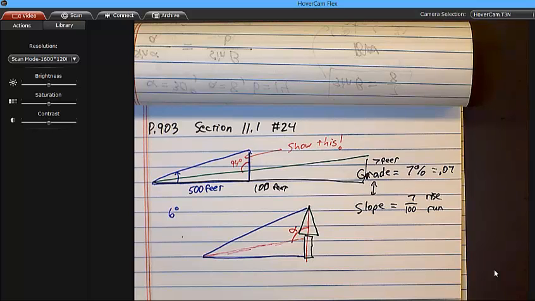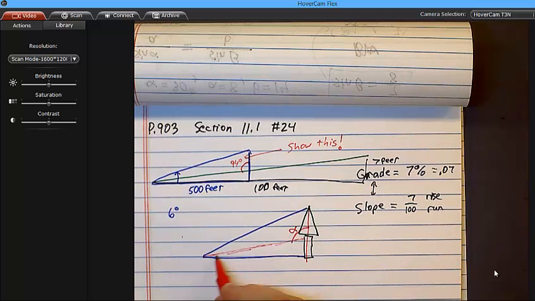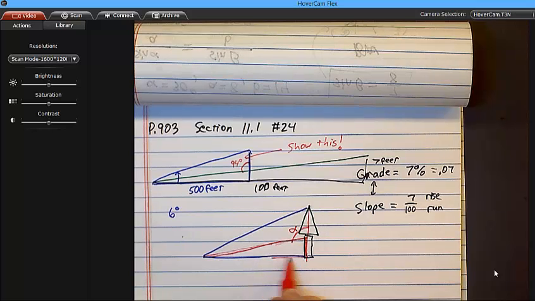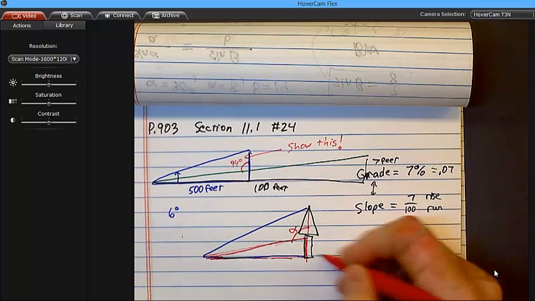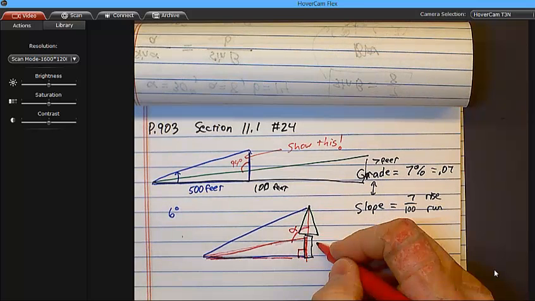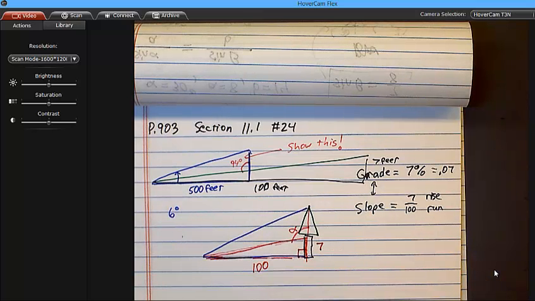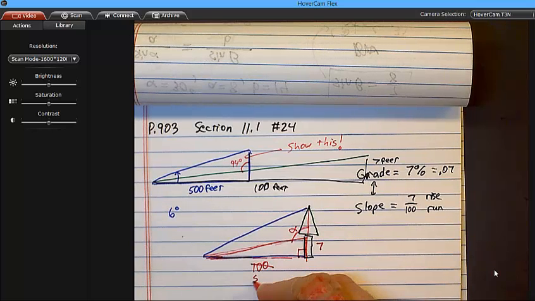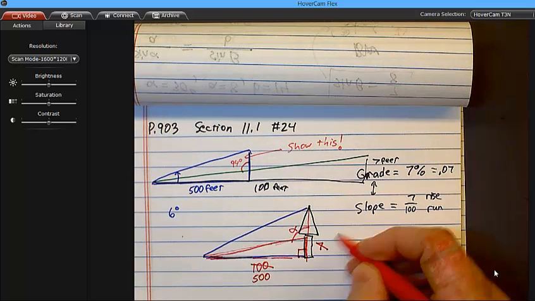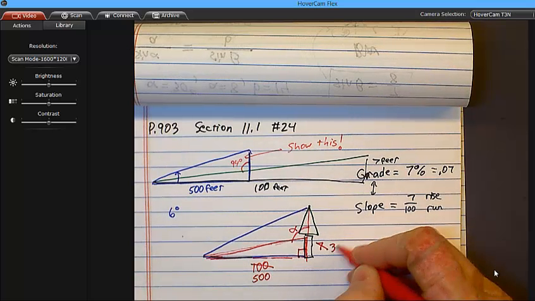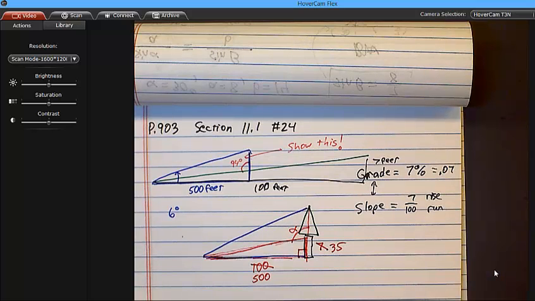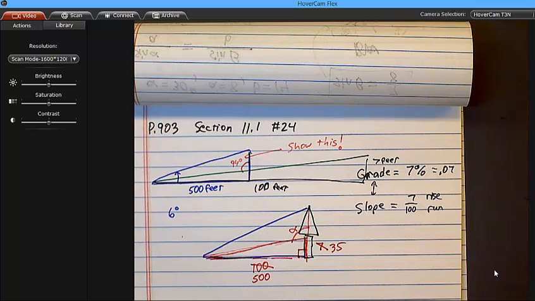Now I do know a few things, I guess. If I were to completely draw this right triangle down here at the bottom, that red triangle, I know a few things about it. I know it's a right triangle. Again, I know that the grade is 7%, so if it goes up 7 feet, it goes over 100 feet. Of course, that's not how many feet it goes over, right? It really goes 500 feet, and so it goes up how much? 35 feet, okay? And so maybe then that'll help me find alpha.